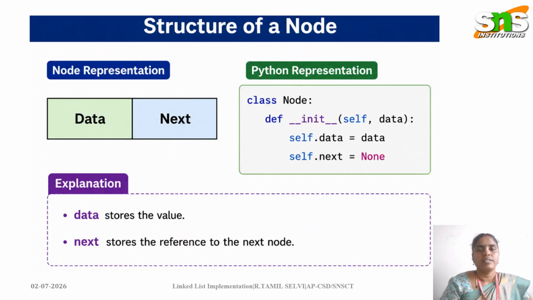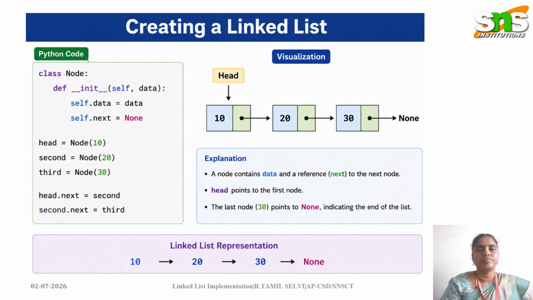Let's understand the Python representation for the structure of a node. The class Node creates a blueprint, and the init constructor runs automatically whenever a node is created. self.data stores the value of the data, and self.next stores the reference to the next node.